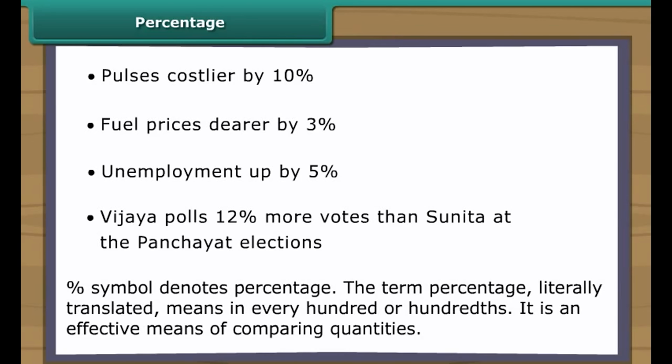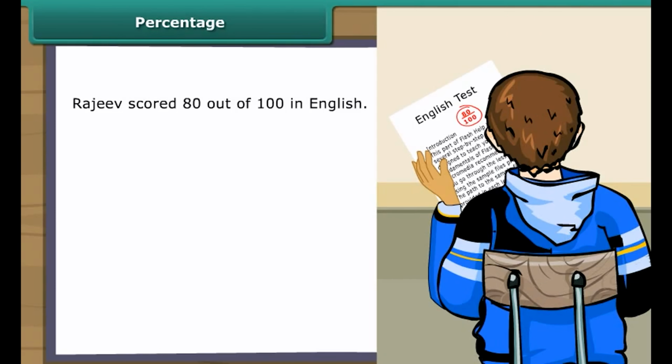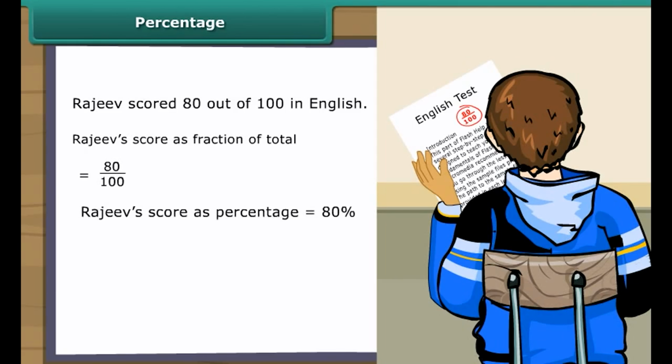The symbol denotes percentage. The term percentage literally translates to, means, in every hundred or hundredth. It is a means of comparing quantities. Rajiv scored 80 out of 100 in English. His score can be expressed as a fraction of the total as 80 by 100.